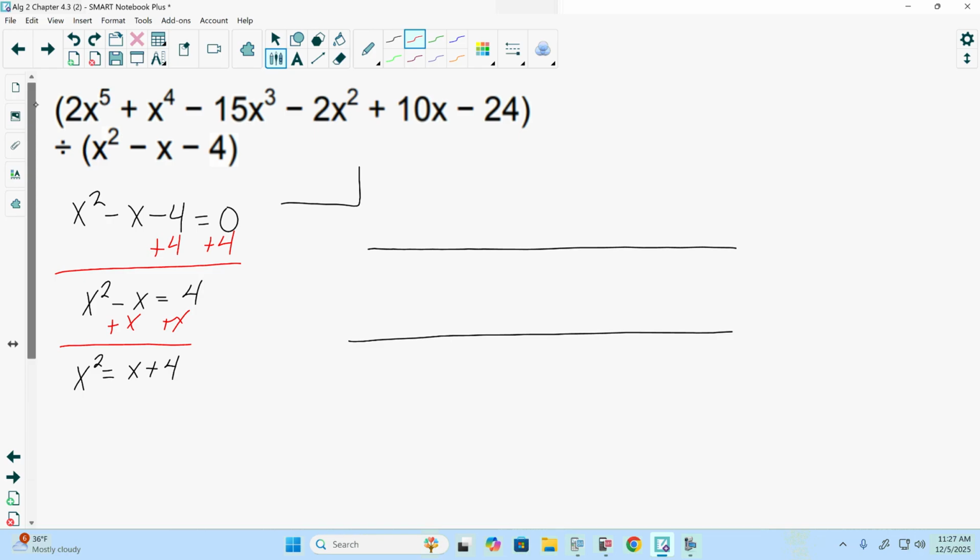Now inside the cubby, I'm going to do two colors. We're going to take the 1 from the x and that constant term 4. Both of those coefficients go in there. Okay? Then the setup across the top, we take the coefficients. 2 for x to the 5th, 1 for x to the 4th, negative 15 for x cubed, negative 2 for x squared, 10 for x, and negative 24.